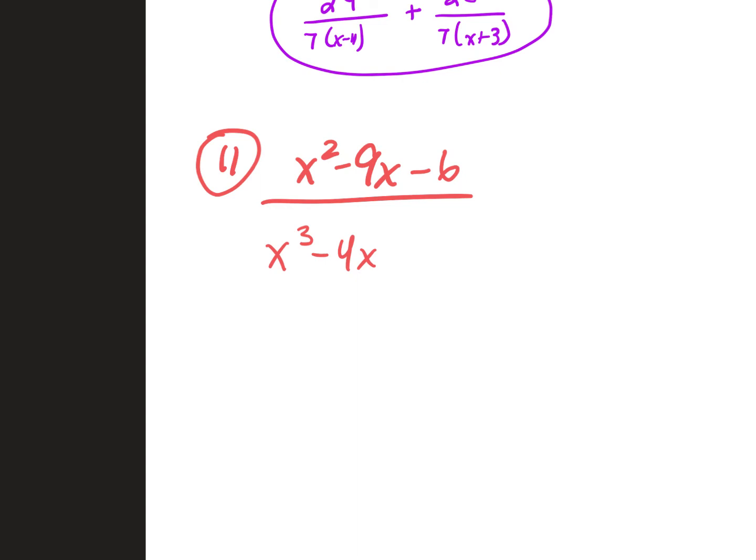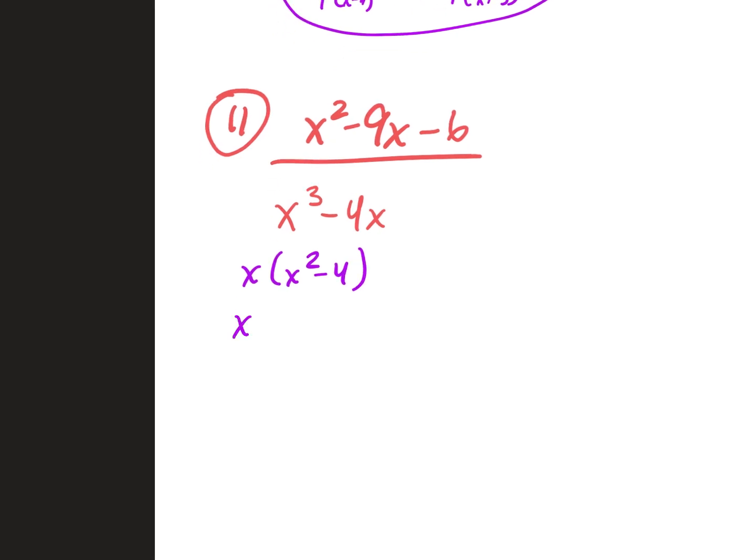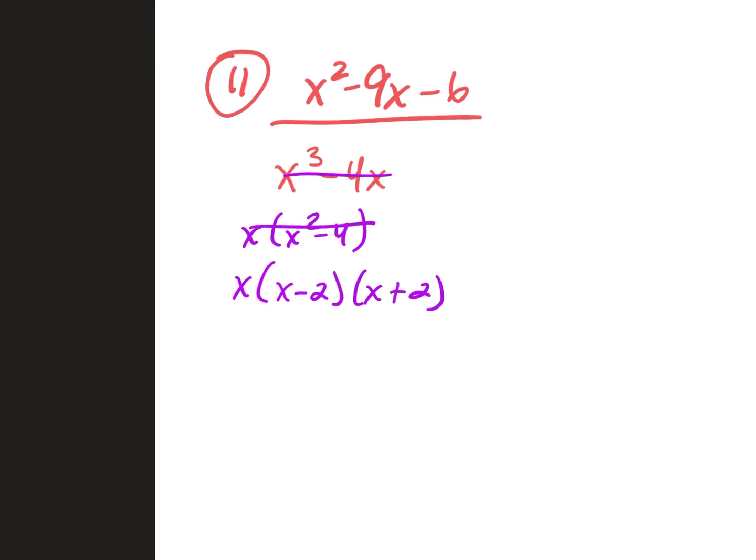If I factor this denominator, I can take out an x, and I'm left with x squared minus 4, correct? Can I factor that a little more? Yes, x times x minus 2 and x plus 2. So I have 3 pieces that I'm breaking this into. I'm going to go one step ahead and say I'm going to use the values x equals 0, x equals 2, and x equals negative 2.